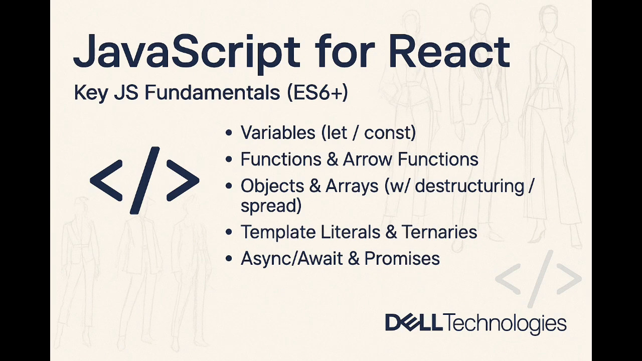Another small but useful feature is the ternary operator, which is a one-liner replacement for an if-else in expressions. It looks like condition ? value if true : value if false. In React's JSX, you cannot directly put an if statement inside the return, since it's not an expression, so you often use ternaries to conditionally render something.